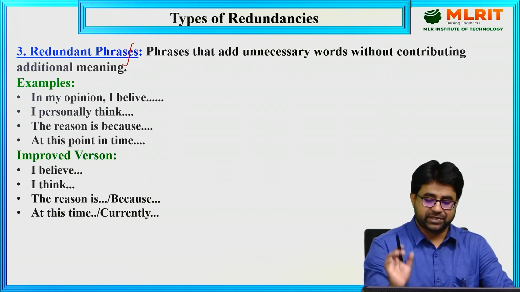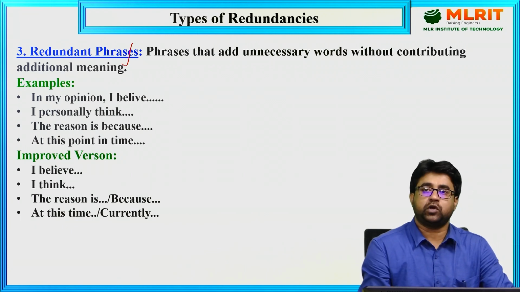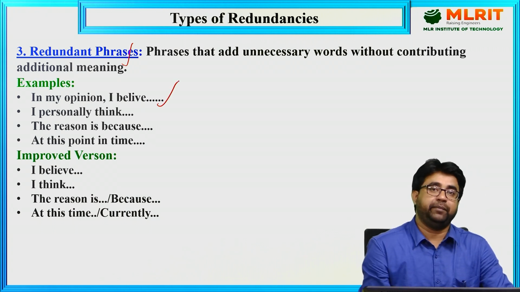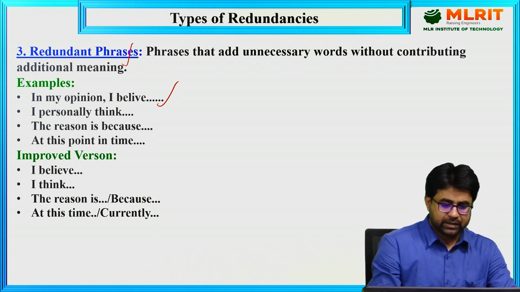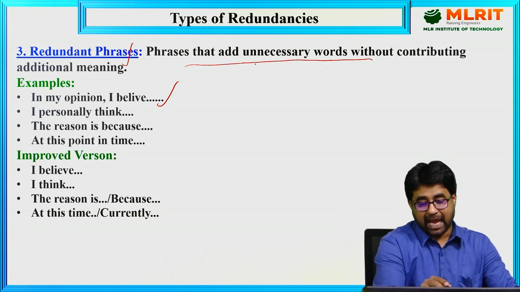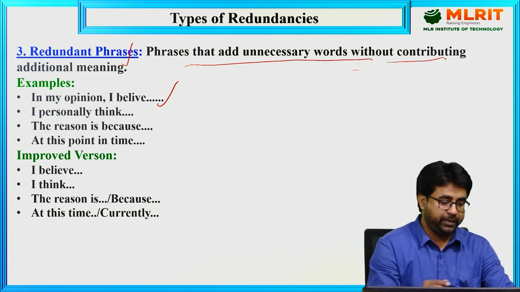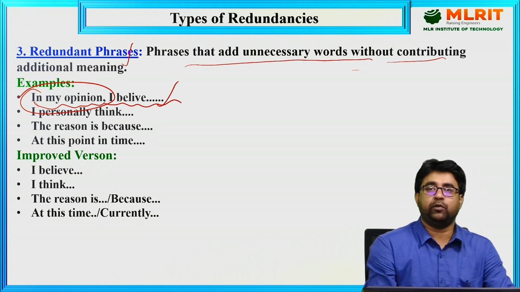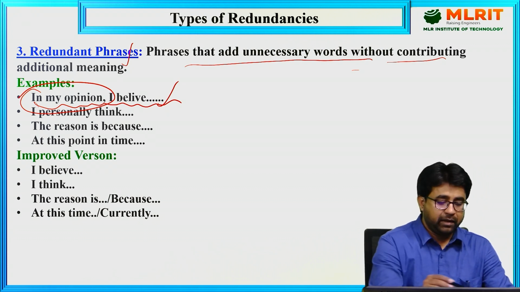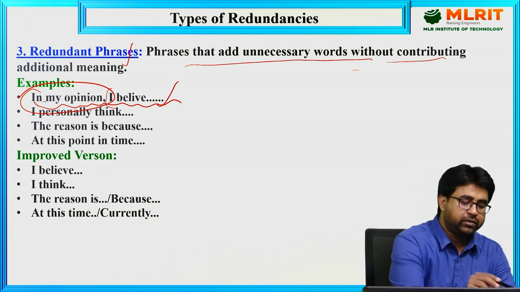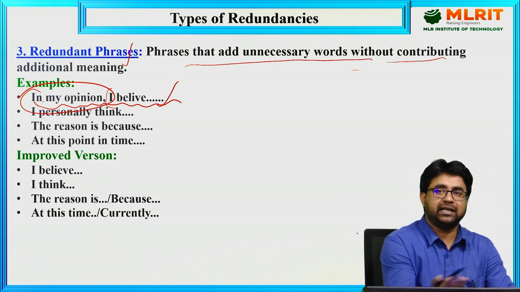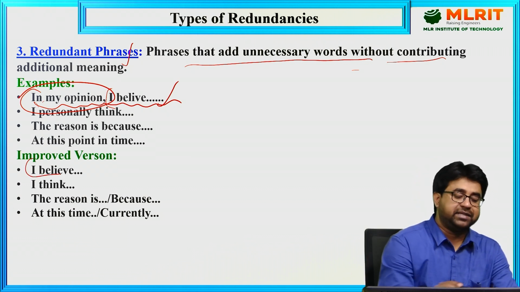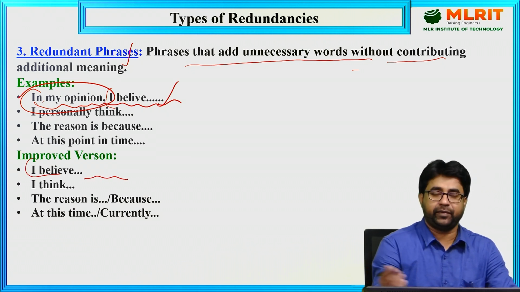Redundant phrases. In the previous two types we saw that they are only one word, right? But here a complete phrase also can be an example of redundancy. Phrases that add unnecessary words without contributing any additional meaning. So in my opinion, I believe. This entire phrase, in my opinion, is redundant here. Why? Because when I am saying I believe, I don't need to say in my opinion, because that is the same thing. So we can directly start the sentence like I believe, then whatever the sentence is. Fine.